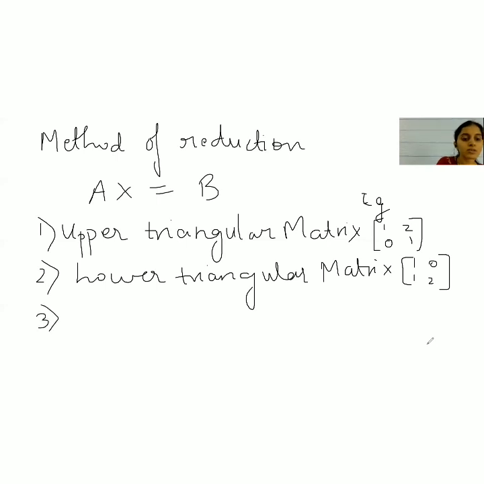Third, you could convert it into a diagonal matrix. Now, what is a diagonal matrix? All the elements in the diagonal are constant or the same, and the others are 0. Or you can call it a unity matrix. If you get a unity matrix, you directly get the values of the variables. But sometimes you will get a diagonal matrix, where the elements in the diagonal could be the same or not the same, but all the remaining elements are 0.